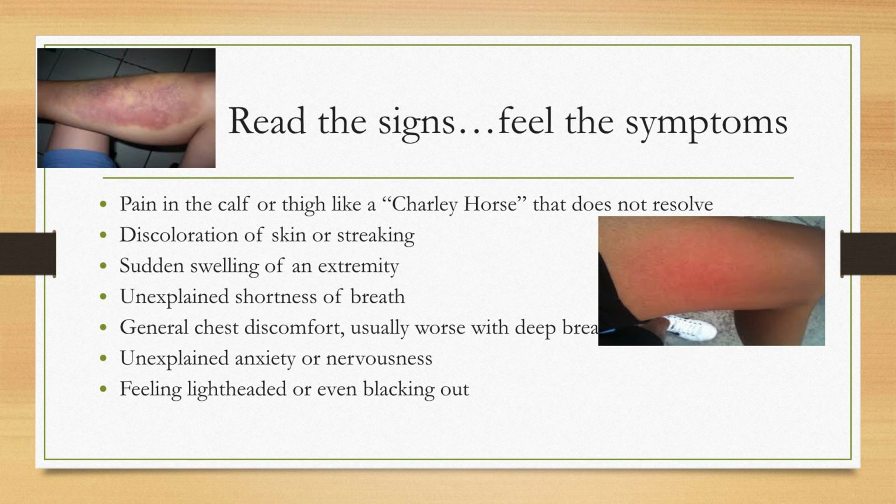Many patients with a PE have a vague sense that something is wrong but have difficulty defining the problem. Consequently, they often delay seeking medical attention. At times, because these symptoms are so vague and nonspecific, medical professionals will diagnose anxiety rather than PE. Some of the other common symptoms of a PE are unexplained shortness of breath, which is the most common symptom, chest discomfort that is usually worse with deep breathing or coughing, a general sense of anxiety or nervousness, lightheadedness, or even blacking out.